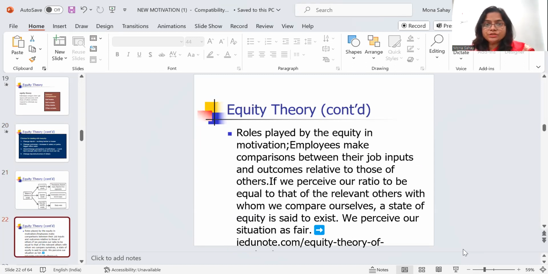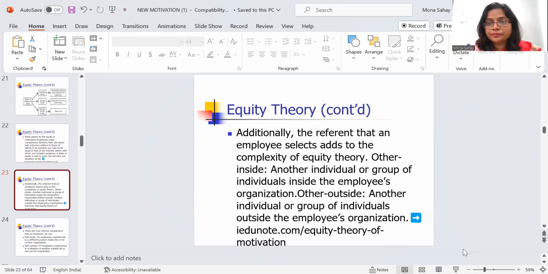Roles played by the equity in motivation. Employees make comparisons between their job inputs and outcomes, as I just said, relative to those of others. If we perceive our ratio to be equal to that of the relevant others with whom we compare ourselves, a state of equity is said to exist. We perceive our situation as fair.